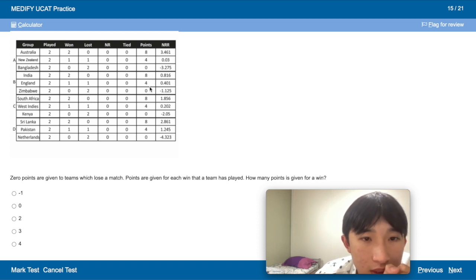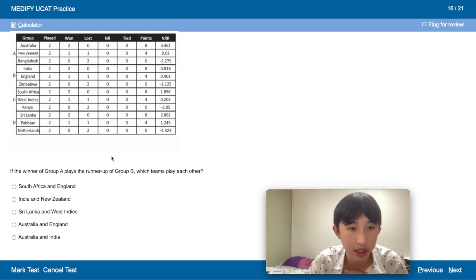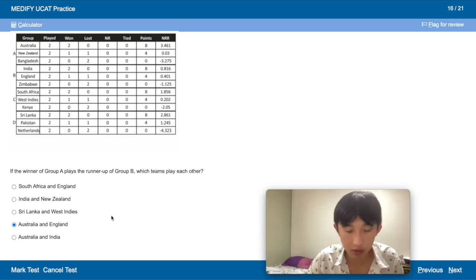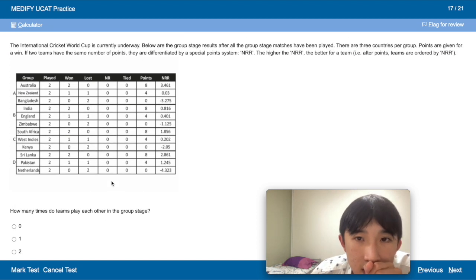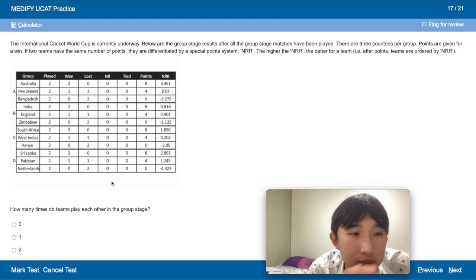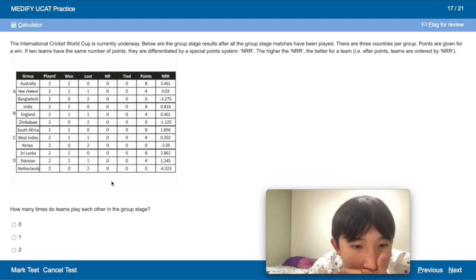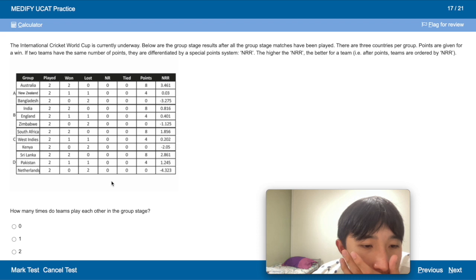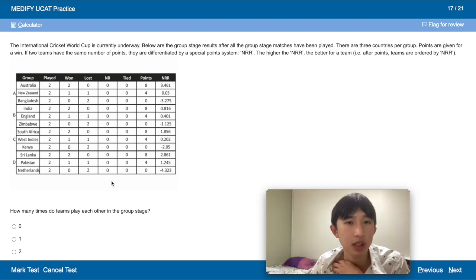Let's look at the first one. Let's just look at 4. Points. Winner of group A plays runner up of group B. Winner, so runner up group A, Australia and England. How many times do teams play each other in group stage? Wait, how many times do teams play each other?